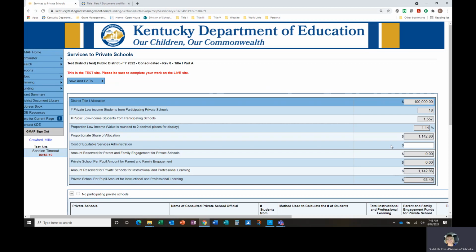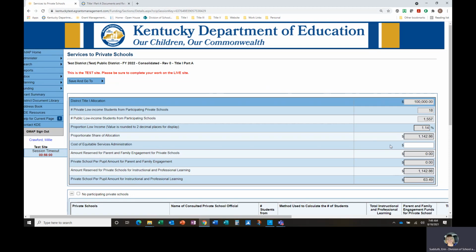Following discussion with the U.S. Department of Education, as well as observations during consolidated monitoring, KDE issued some additional guidance regarding the cost of Equitable Services Administration. Funds must be reserved for this purpose under the following scenarios.